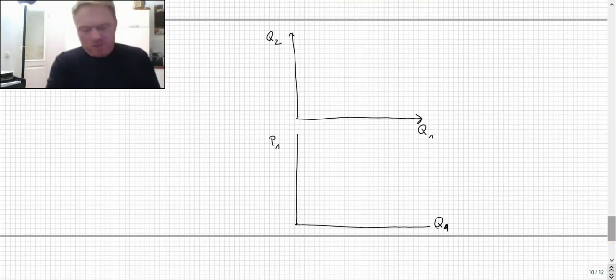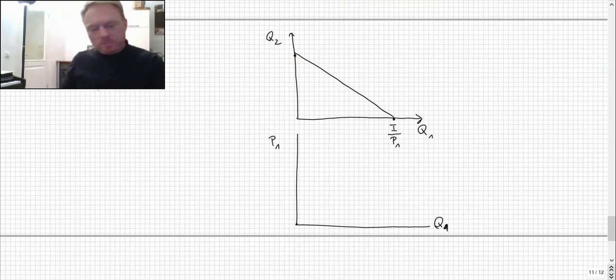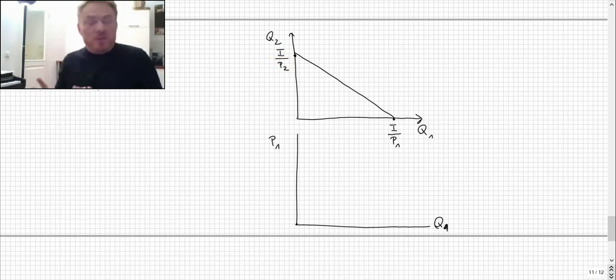Now, first of all, there is the budget constraint. There's the budget constraint here, and those 2 points. Those 2 points are given by the income divided by the price of the first good, P1. And this second point here is the income divided by the price of the second good. Now that's the budget constraint.